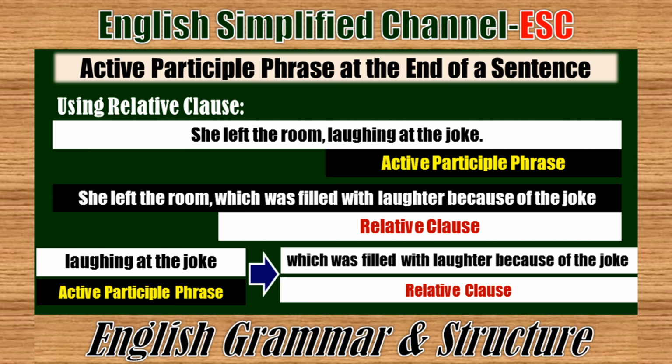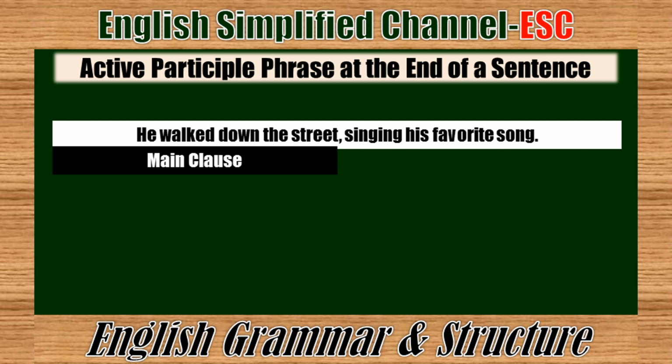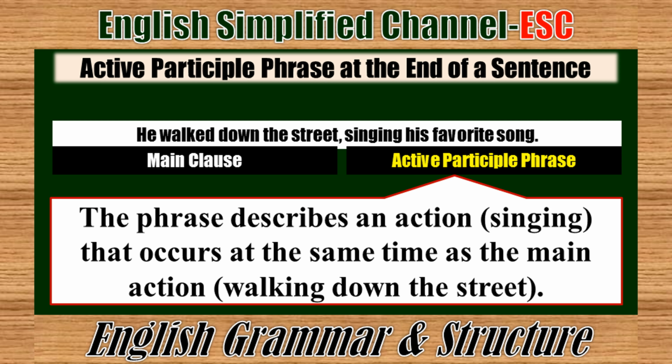Here is one more example. He walked down the street, singing his favorite song. Main clause: he walked down the street. Active participle phrase: singing his favorite song. Meaning, the phrase describes an action, singing, that occurs at the same time as the main action, walking down the street.